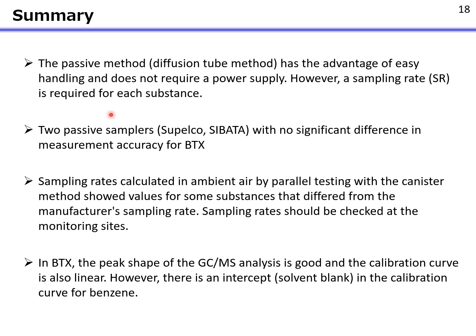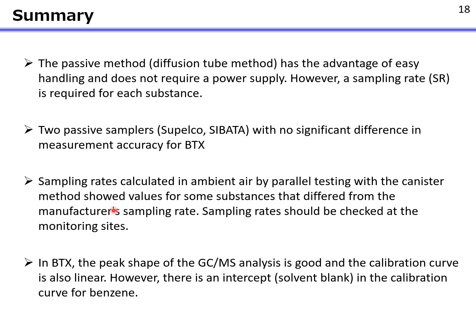Finally, I would like to give a summary of measurement with passive samplers. First, passive method, especially a diffusion tube method, have the advantage that they are easy to handle and don't require a power supply. However, a sampling rate is required for each individual substance. Secondly, our tests show that there is no significant difference in measurement accuracy for BTX between the two passive samplers from spherical and Civet.